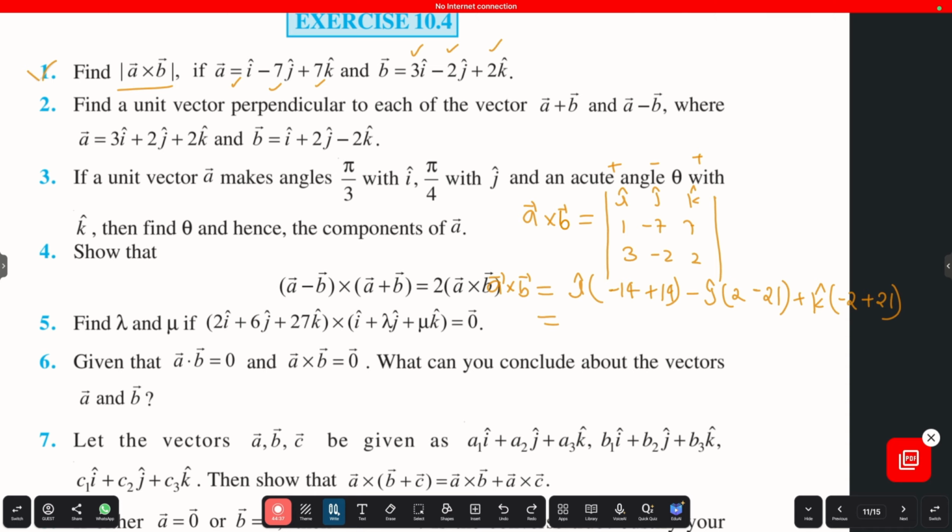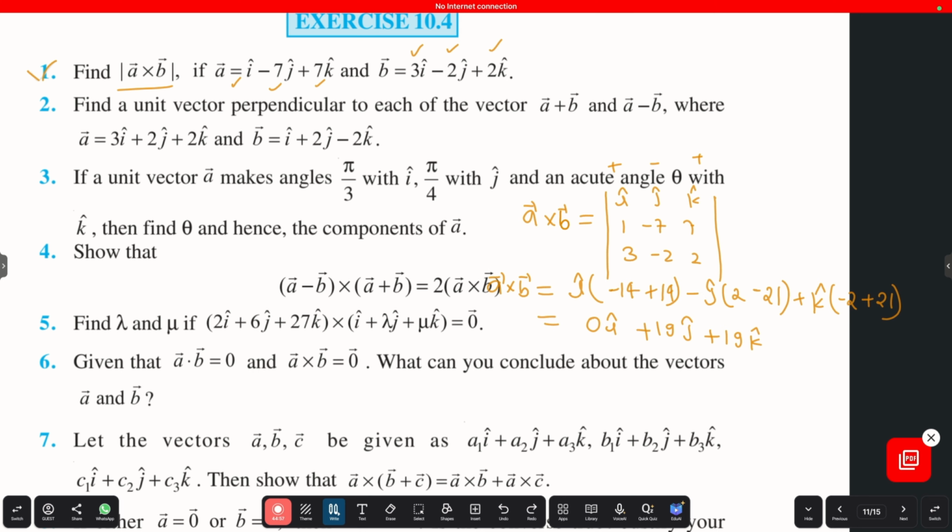A cross B is 14, 0, 0 i cap, and 2 minus 21, minus 19, and minus plus. It is plus 19 j. Where is j? Okay, then what is this? 21 minus 2, 19 and k. This is A cross B.